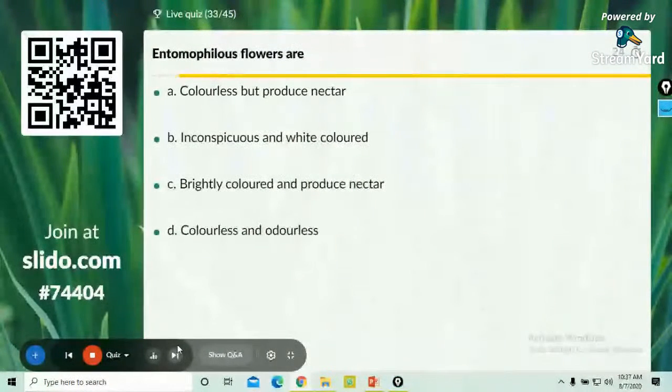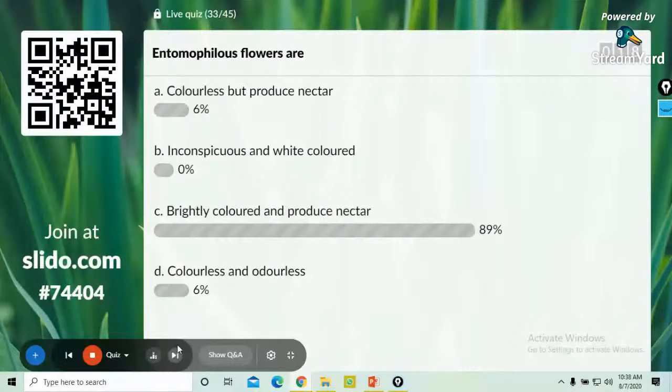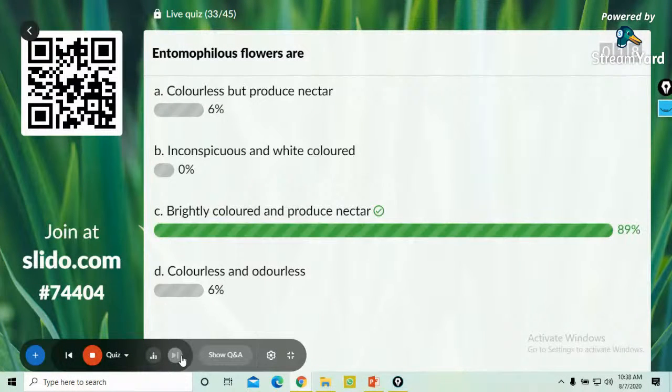Entomophilous flowers produce. Entomophilous means pollination by insects. They are colorless but produce nectar, inconspicuous and white colored, brightly colored and produce nectar, colorless and odorless. Characteristic of being an entomophilous flower. Yes, the majority answer for the question, 89% with the correct answer. Entomophilous flowers are colored brightly in order to attract the insect. For pollination, they produce nectar as a reward for the insect which helps in their pollination. 34th question on the screen.